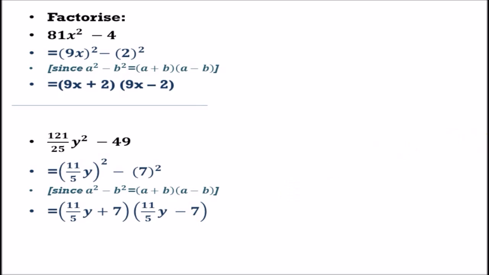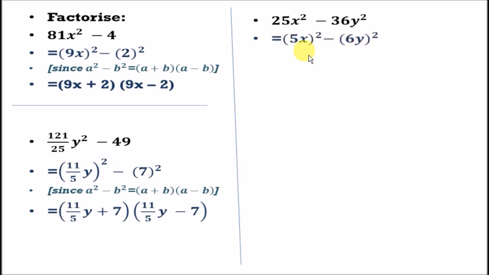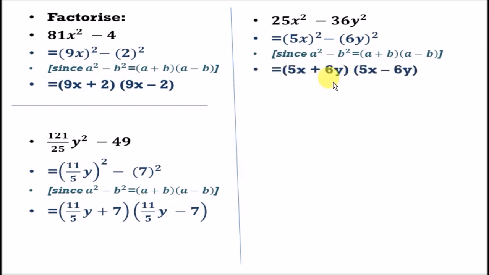Next example, 25x square minus 36y square. Both the terms have variables. 25 is 5 5s are 25, 5 square. 36 is 6 square, 6 6s are 36. So 5x whole square minus 6y whole square. 5x we can take as a and 6y we can take as b. So since a square minus b square is a plus b into a minus b, we can express this as 5x plus 6y into 5x minus 6y.